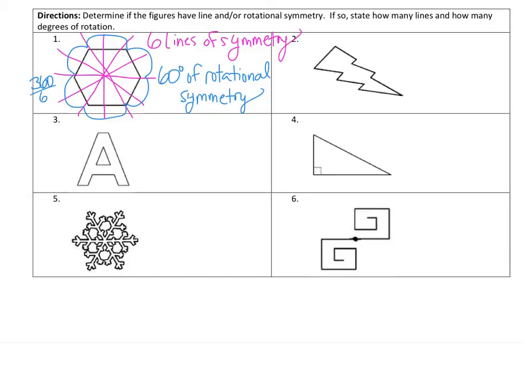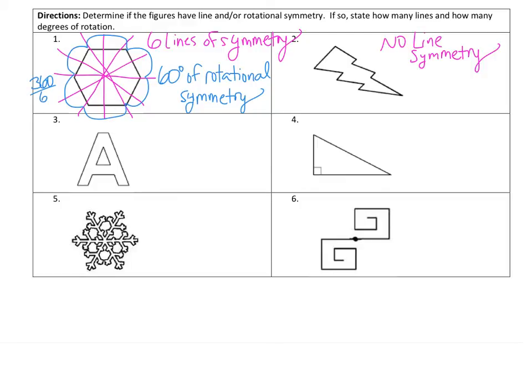So for number 2, the lines of symmetry, are there any ways we can draw any lines through it? We might think down the center, but then both the sides don't have these little zigzags the same way. We definitely can't go this direction, so there'd be no lines of symmetry for number 2.